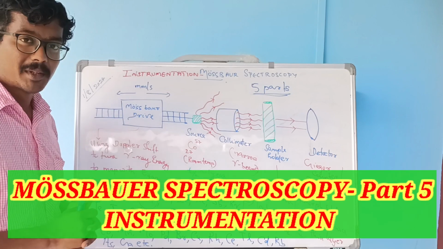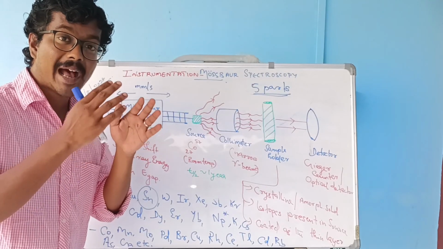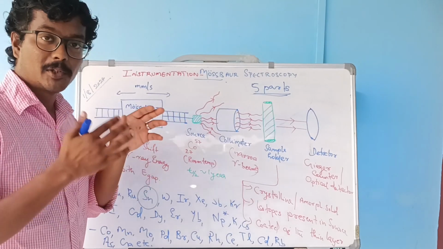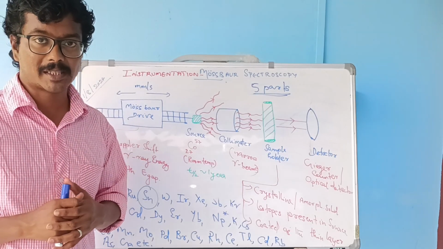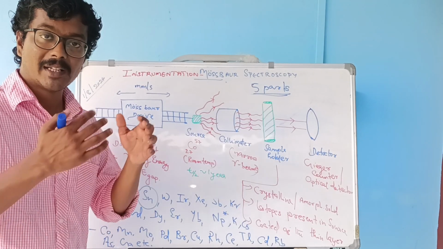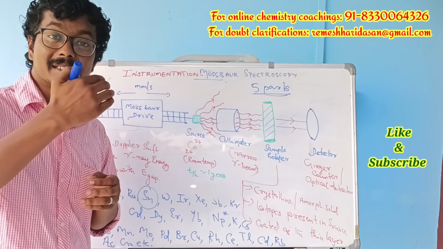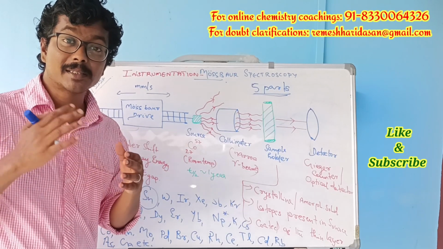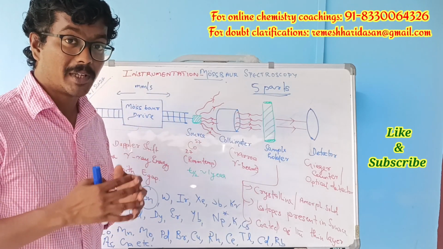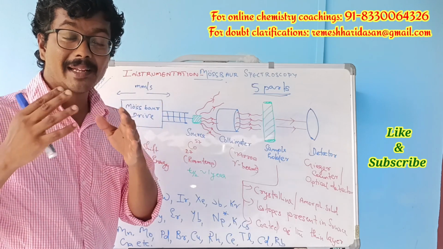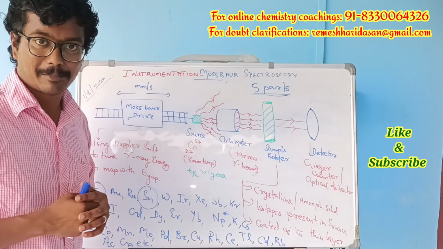The MOSFET drive. The main function of the MOSFET drive is to adjust the movement of the source towards the sample and away from the sample, which uses the principle of the Doppler effect. According to the Doppler effect, when the source is moving away from the sample, the energy of the gamma radiation decreases, and when it moves towards the sample, the gamma radiation energy increases, in order to match the energy gap of the nuclear transitions in the sample to obtain a proper MOSFET spectra.